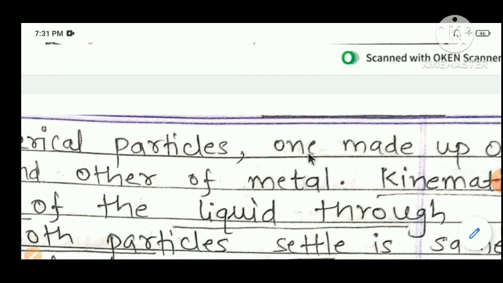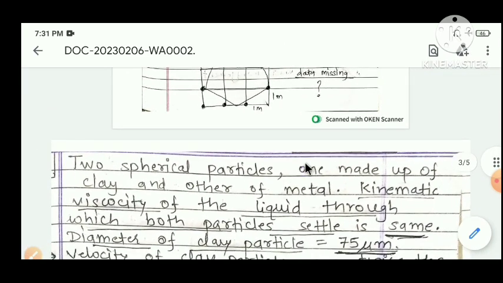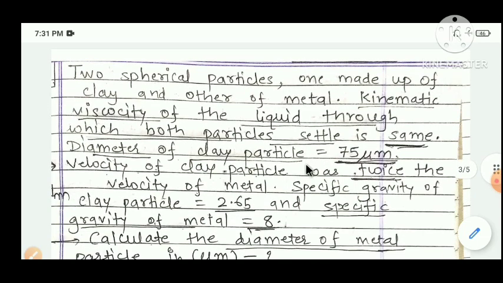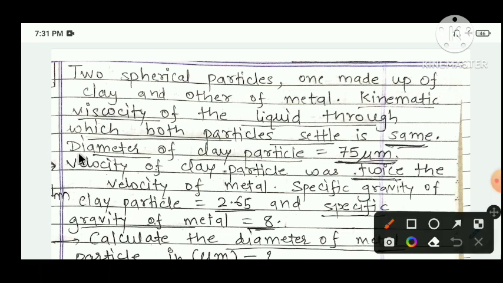Moving to the next question. It was like two spherical particles, one made up of clay and the other of metal, and the kinematic viscosity of the liquid through which both particles were traveling was the same. Also, the diameter of the clay particle was given as 75 micrometer.